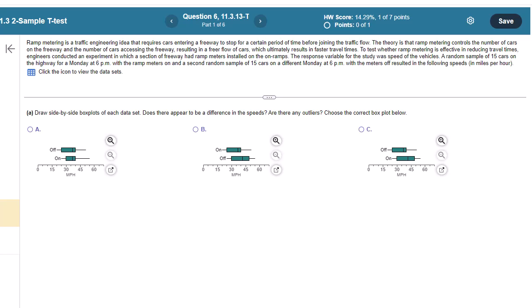To test whether the ramp metering is effective in reducing travel times, engineers conducted an experiment in which a section of freeway had ramp meters installed on the on-ramps. The response variable for the study was speed of the vehicles. A random sample of 15 cars on the highway for a Monday at 6 p.m. with ramp meters on, and a second random sample of 15 cars on a different Monday at 6 p.m. with the meters off, resulted in the following speeds in miles per hour.